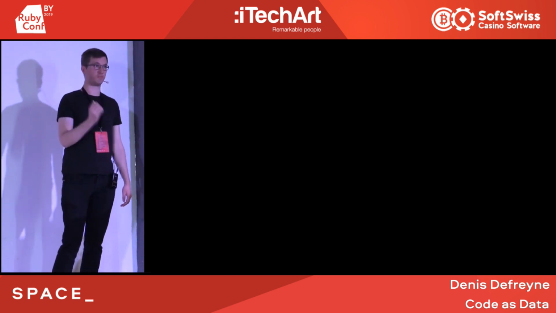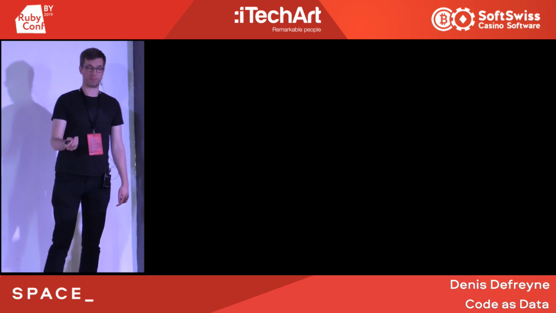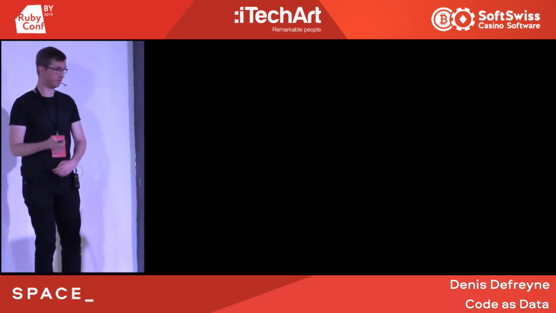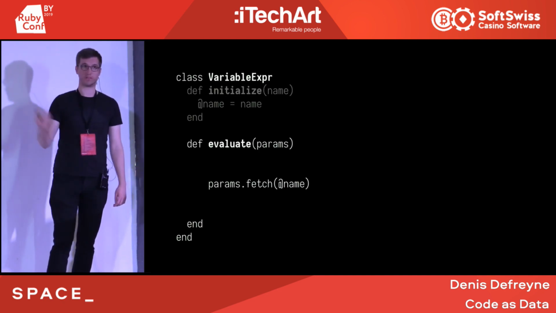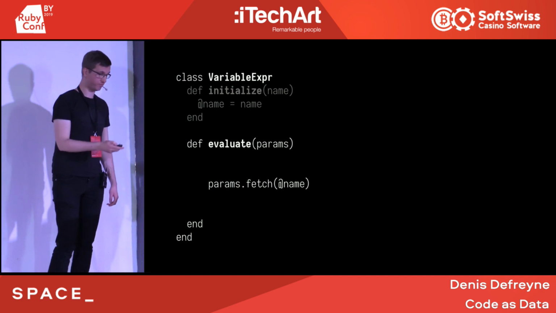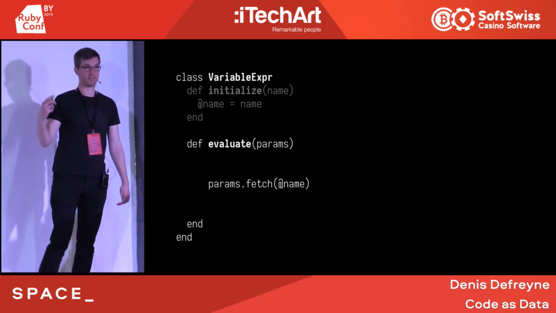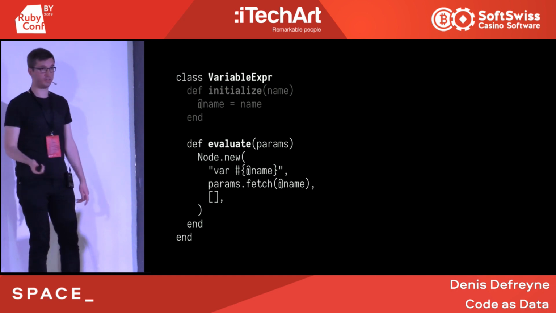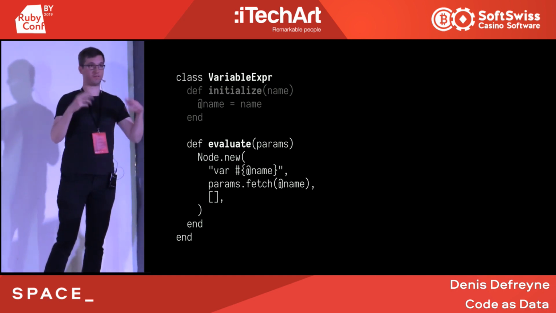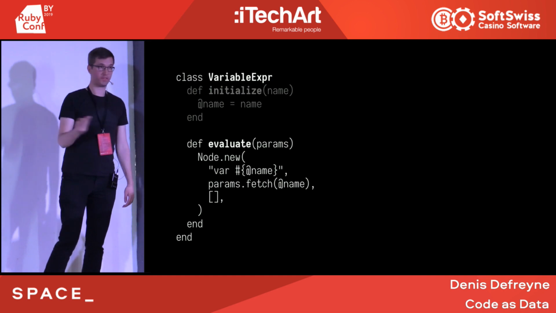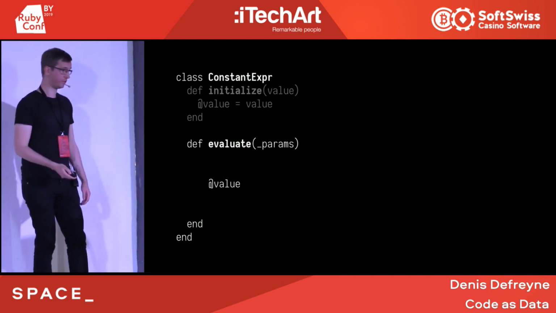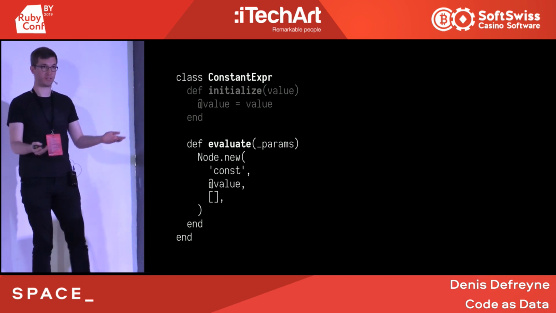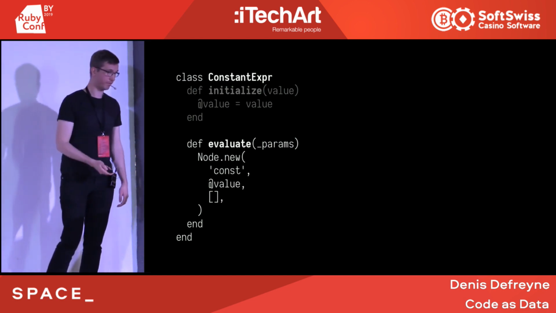So the way we'll generate this breakdown is by letting the evaluate method return a node instance rather than a value. So this is what our variable expression's evaluate method returned before. But now, rather than letting it return a value, we'll return a new node with the name var and then the name of the variable. The value is exactly the same as before, and it has no children. For a constant expression, instead of returning just the value, we return a new node with the name const. The value is what we had before, and no children.